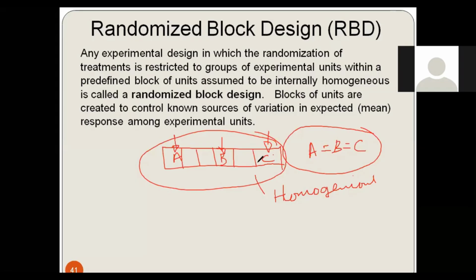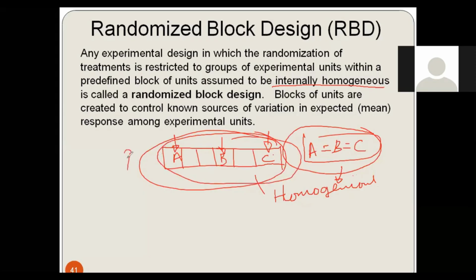So if you have no difference between A, B, C as an example, then it is called homogeneous experimental units. So that is what we are expecting, internally homogeneous units. So that is called a block.